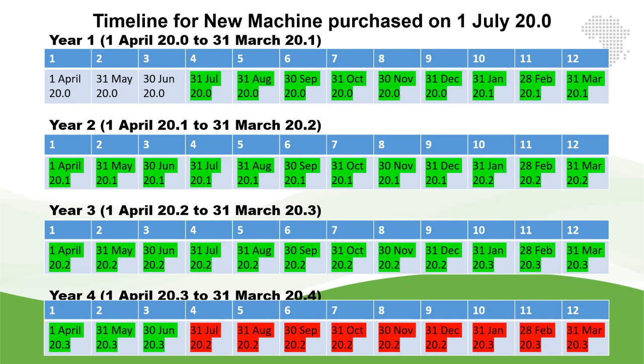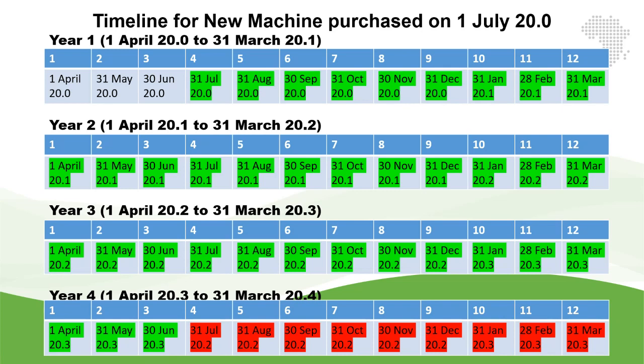Then in year 4, what will happen? Year 4 starts on 1 April 20.3 and ends on 31st March 20.4. You were told that the asset was sold on 30 June 20.3, so that date forms part of year 4. This is the year that it was sold. If you remember the 6 steps that we spoke about earlier, we said first, calculate or record the depreciation of the current period up to the date of disposal.